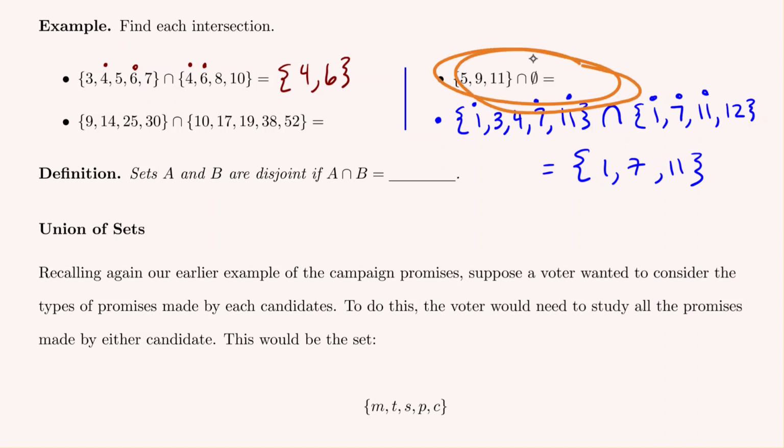Now let's look at this next example. Take a moment to think, how would you read this left to right? Remember, when you see the squiggle, you know that indicates the set. So the set whose elements are 5, 9, 11, close the set, intersected with the empty set.